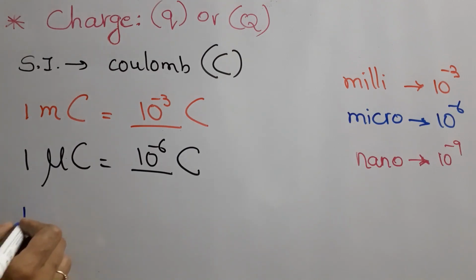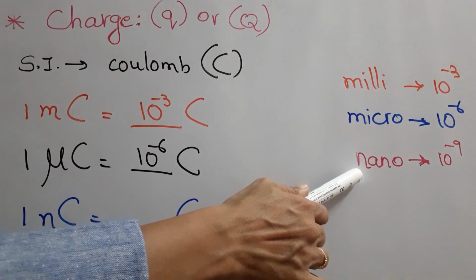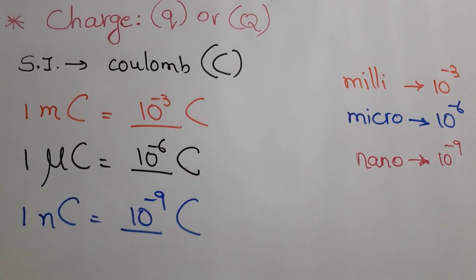And last is 1 nanocoulomb. It is equal to how many coulomb? Nano has its magnitude 10 raised to minus 9. So 1 nanocoulomb is equal to 10^-9 coulomb.